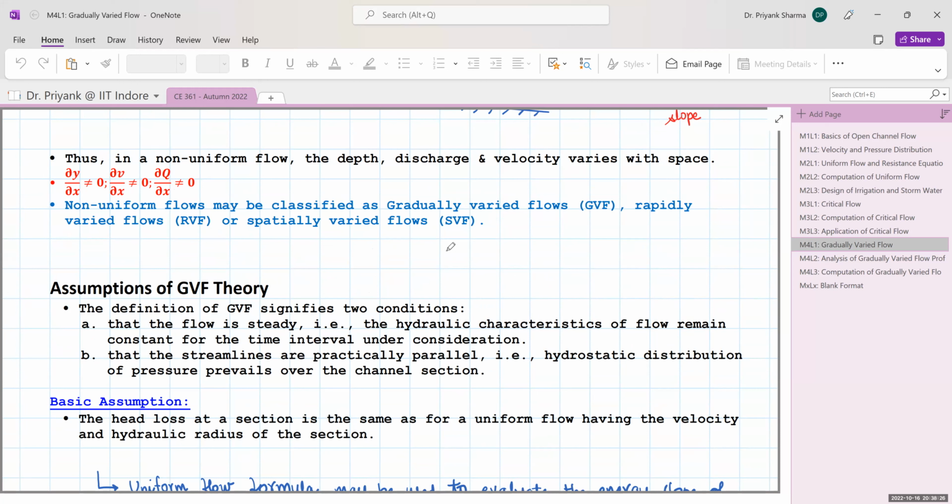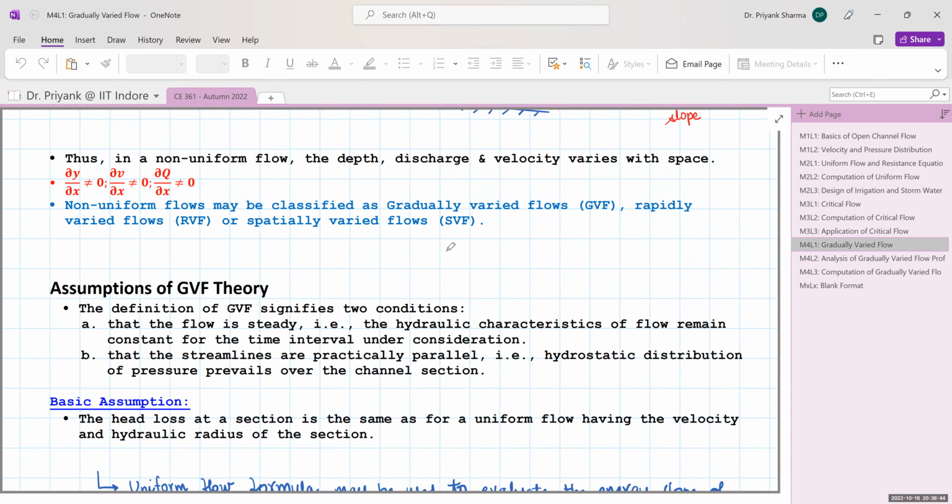Now moving on to the GVF theory. We have certain assumptions as discussed earlier, that we will be considering the flow to be steady. So the hydraulic characteristics of the flow remain constant with respect to time. So that is the very first assumption.